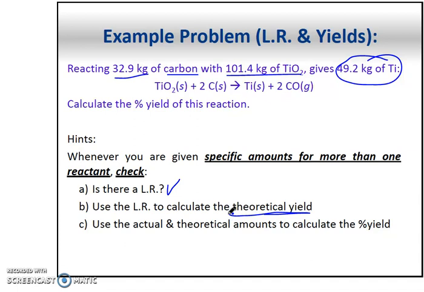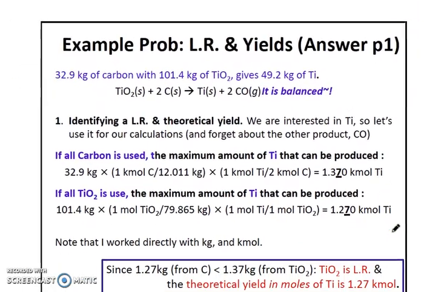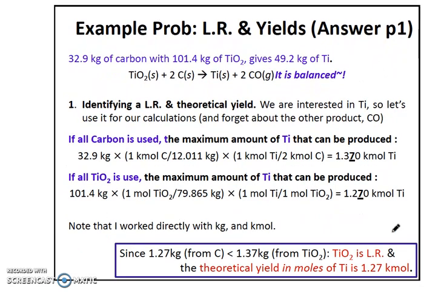The limiting reactant bounds the total amount of product that can be formed, so given the theoretical yield, and since we're also given the actual amount of titanium formed, with the actual and the theoretical amounts, we can calculate the percent yield. So how do we proceed in terms of numbers? The first thing that we have to do is identify the limiting reactant and calculate the theoretical yield.